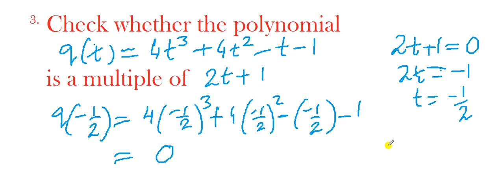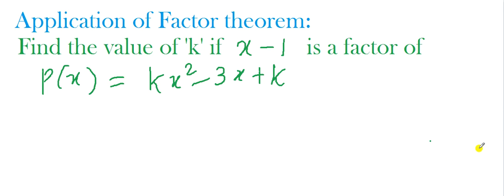Let me take up one more last question so that it will be clear to you. Now this particular question is an application of the factor theorem. The question says find the value of k if x minus 1 is a factor of p of x, which is the polynomial kx square minus 3x plus k. Here they have already given us that x minus 1 is a factor. So we try to use the remainder theorem and apply the concept of the factor theorem. That means the remainder should be 0.